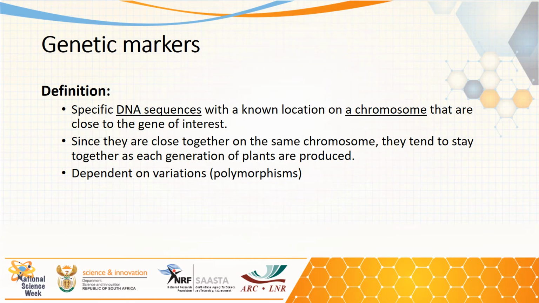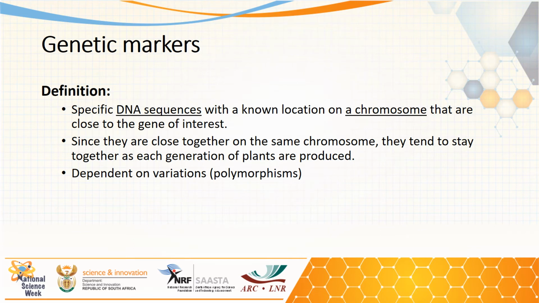Genetic marker is a specific type of molecular marker. It can be defined as a specific DNA sequence with a known location on a chromosome that is close to or in the gene of interest. Since they are close together on the same chromosome, they tend to stay together as each generation of plants is produced.